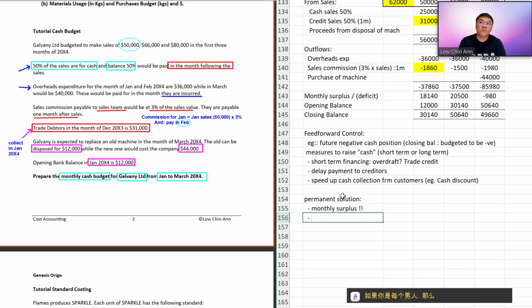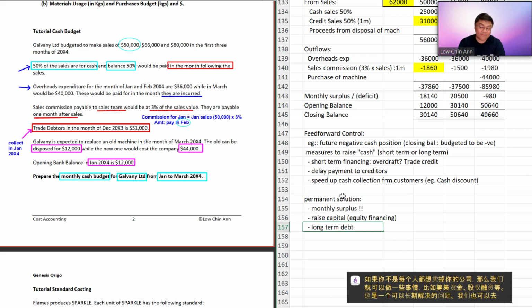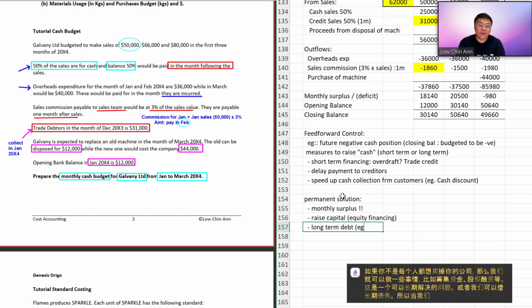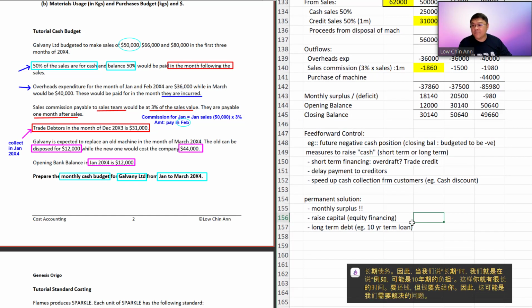Now then we could do things like raise capital, equity financing. That's something we can do as a more permanent solution. Or we could go for long-term debt. So when we say long-term, we are talking like example, it could be a 10-year term loan, so that you have a long period of time to pay back, but you get all the money first. So this could be things that we could use to manage our cash flow position, which is very important in business.